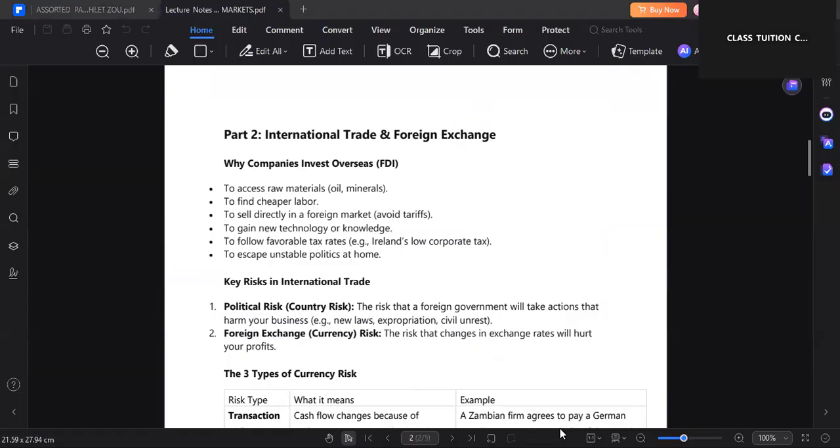Why do companies intend to invest overseas? Usually for various reasons. Technology is one of them, labor is another one, a wider market. Maybe they're looking for new markets. They'll do that. Yeah, so that's some of it, to diversify as well. Okay.